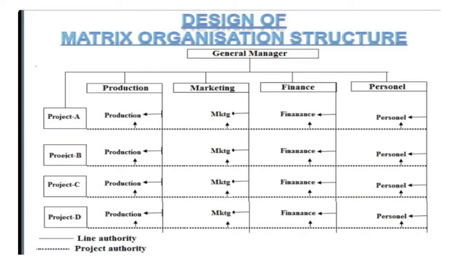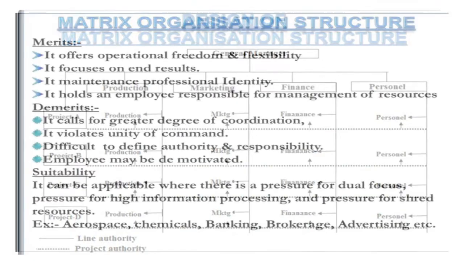Okay. Then look at here. Project A, the production manager, has to answer to the general manager of production, and he has to answer to the Project A manager itself. He is answerable to the general administration production and the Project A manager. So he is having two bosses. Okay, that is the matrix organizational structure.